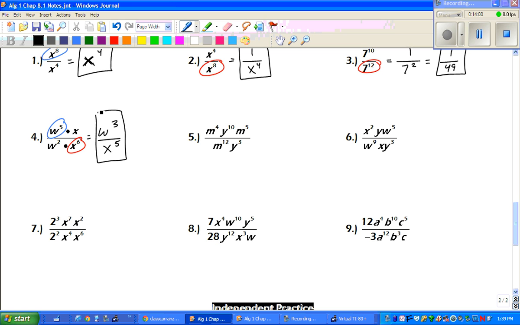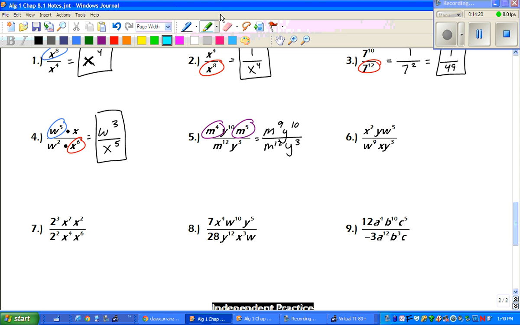Okay, so for problem number 5, we actually have to combine things first. See how we got all of those m's on the top? Well, let's simplify that out. m to the 9th, y to the 10th, m to the 12th, y to the 3rd.